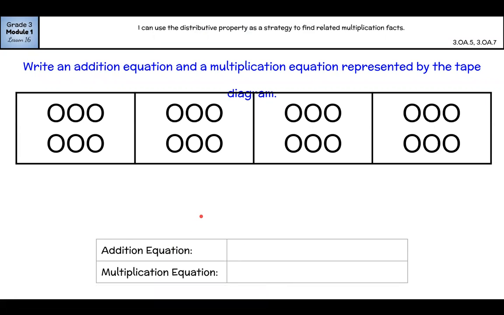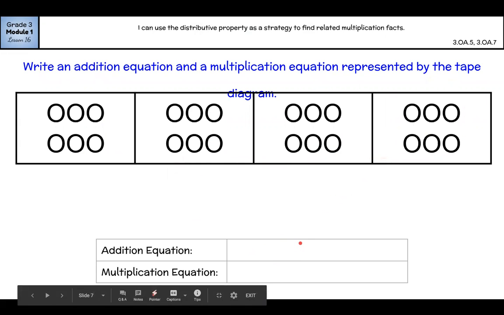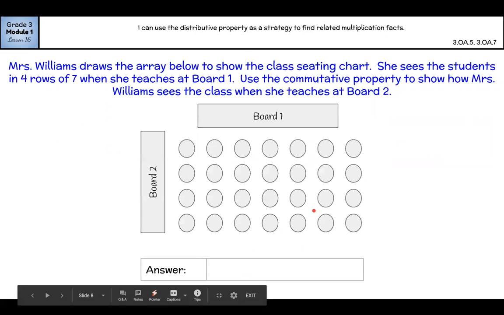We have one group of 6, two groups of 6, three groups of 6, four groups of 6. So that'd be 6 plus 6 plus 6 plus 6 if that were addition. And that'd be 6, 12, 18, 24. Or if you were doing the multiplication equation, it would be 4 groups of 6 or 4 times 6. And so that's what that would be. Let's move on to the next one.